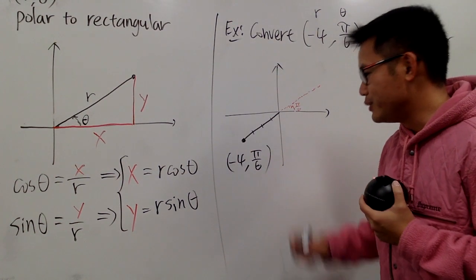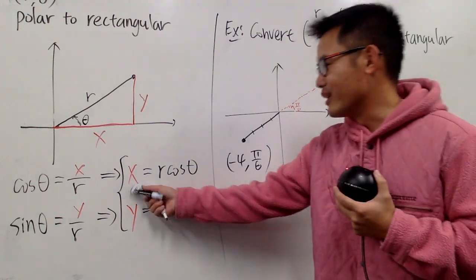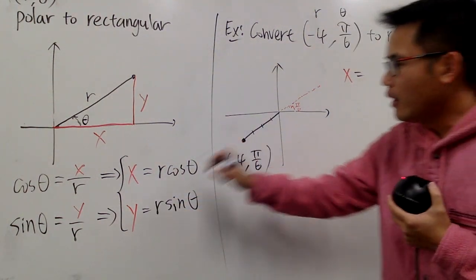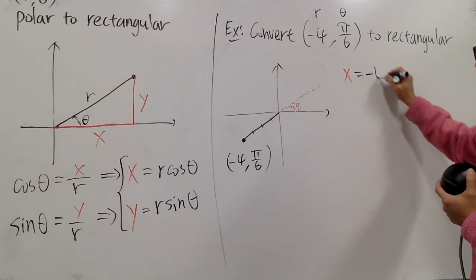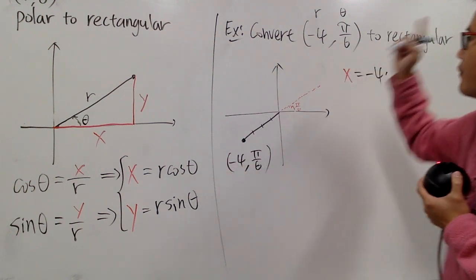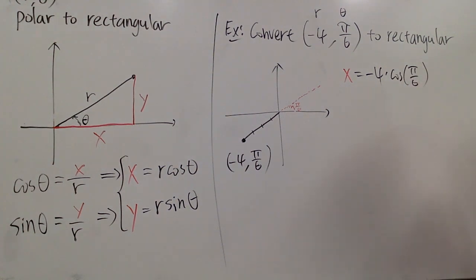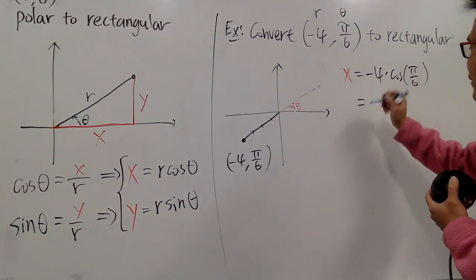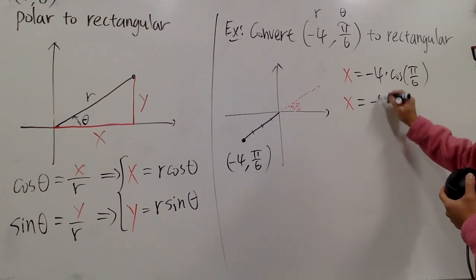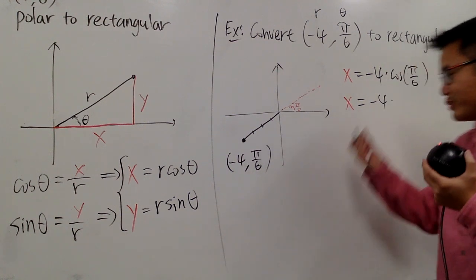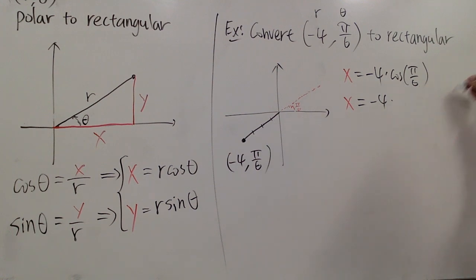This is actually really, really easy because we don't have one answer. So let's get x first. x is equal to r, which is negative 4, times cosine of theta, so cosine of pi over 6. And we can just work this out real quick, right? Because x is equal to negative 4 times, and what's cosine of 30 degrees? Do whichever way you would like, right? If you would like, you can draw the special right triangle.